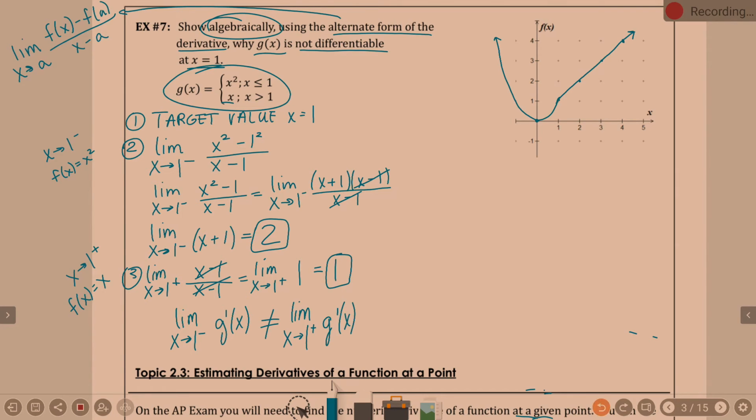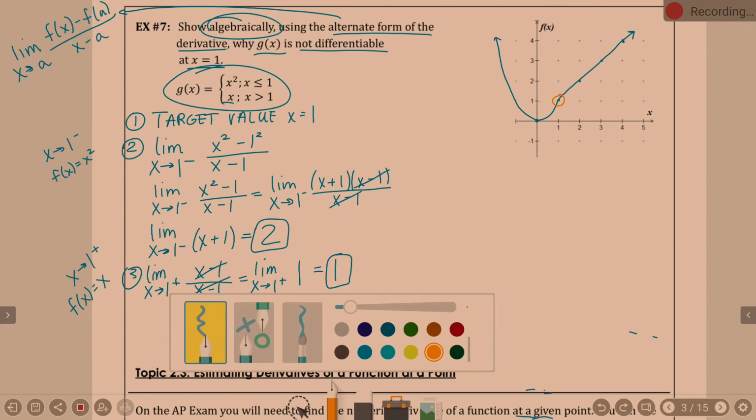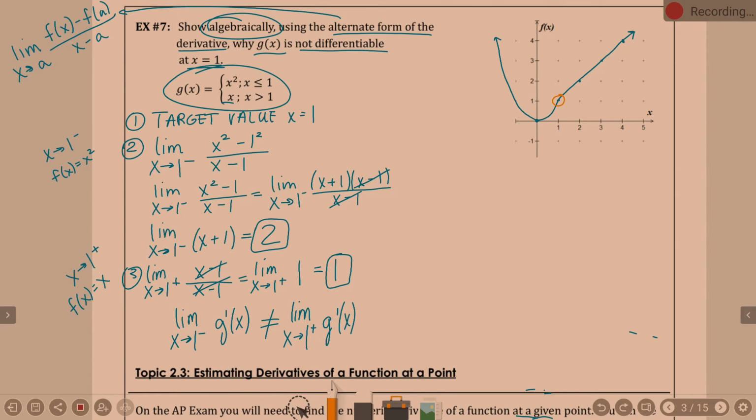It's hard for me to draw this and do it justice, but the problem is right here. So there's your graphical support that it may or may not be smooth. And by showing the fact that our limits of the derivatives aren't equal, we know it's not smooth. So we can say graphically there is a cusp at x equals 1.